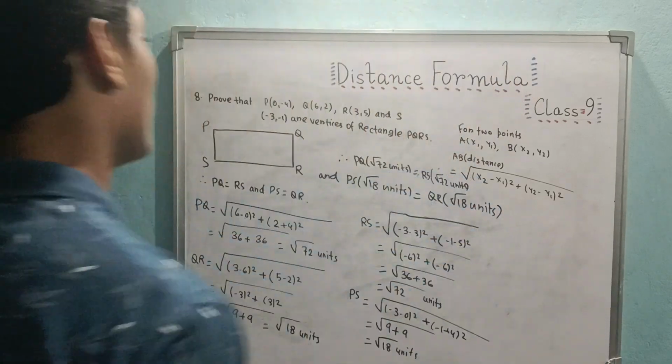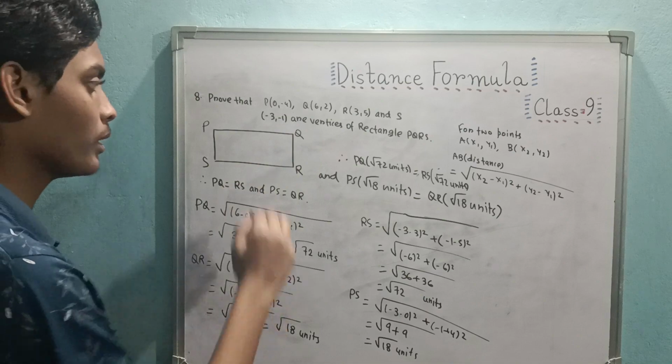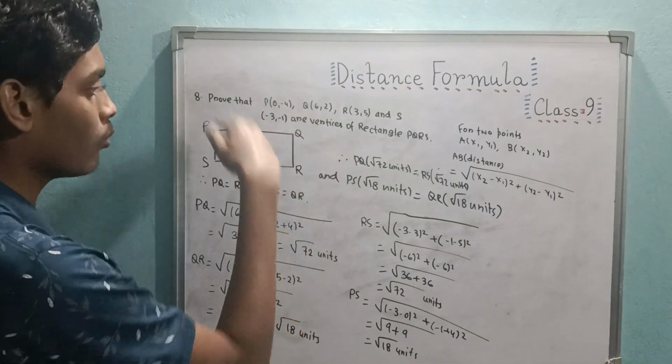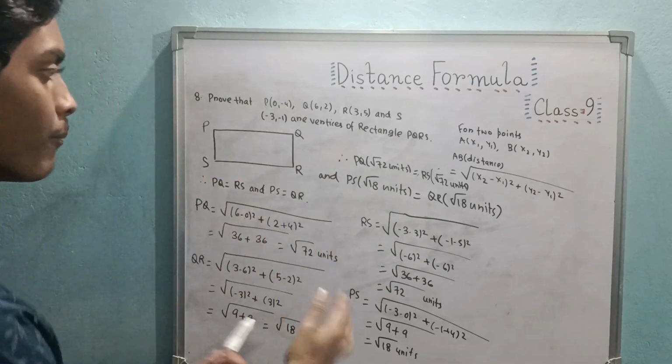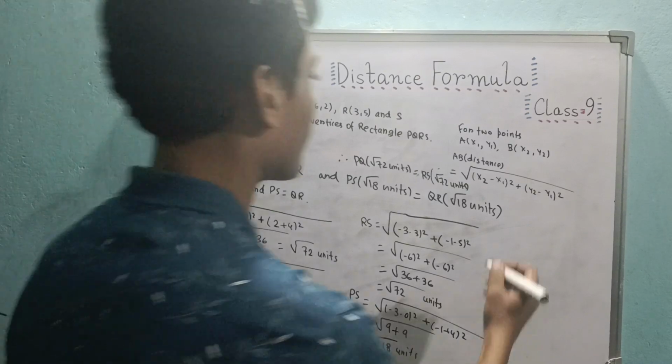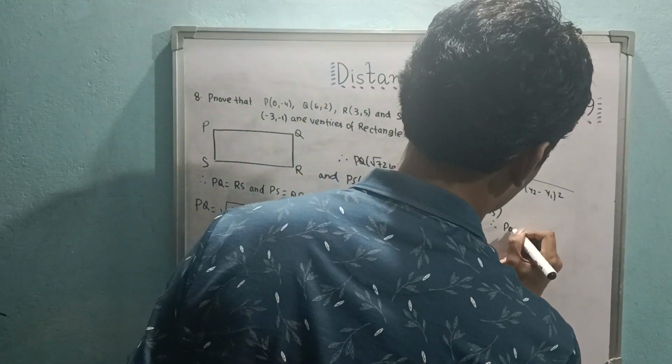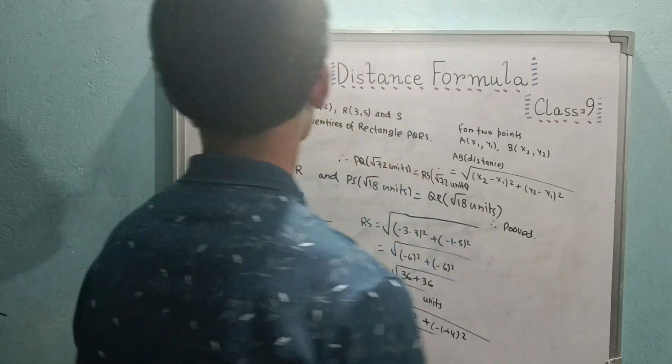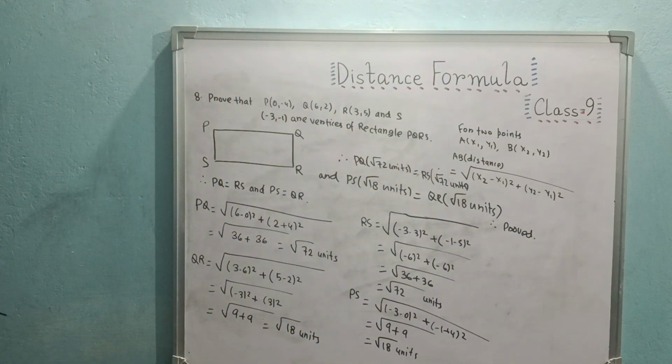Now see, for a rectangle, the opposite sides need to be equal. PQ and RS should be equal. QR and PS should be equal. We have proved that, and as that is proved, therefore proved. That was the proof, right? To prove that they are the vertices of a rectangle.